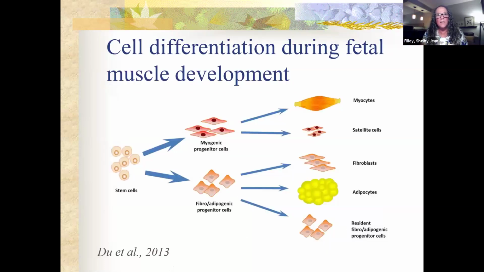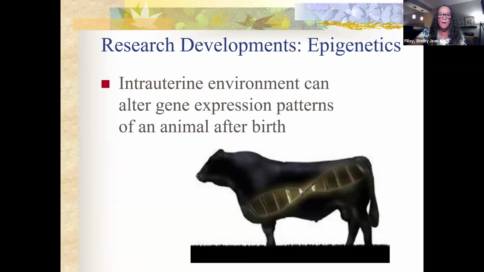So what I'm trying to explain is that there is so much more than what we can see going on when we're feeding those mother cows or other animals. We want to make sure we get it right. And then epigenetics: the intrauterine environment can alter gene expression patterns of an animal after birth. And so we've learned more and more about that in cattle and in people as well.